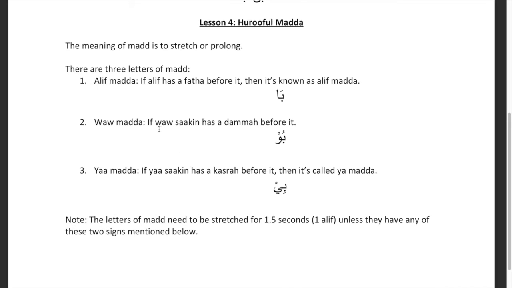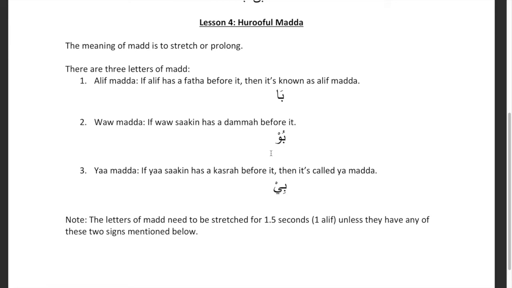And the next is waw madda. If a waw sakin, remember we learned what a sakin is. If a waw has a sukun on it, then it is known as waw sakin. Now if a waw sakin has a dhamma before it, then it will be pronounced as you will have to stretch it.